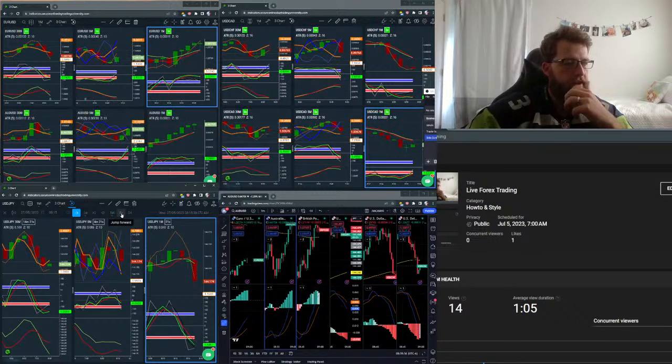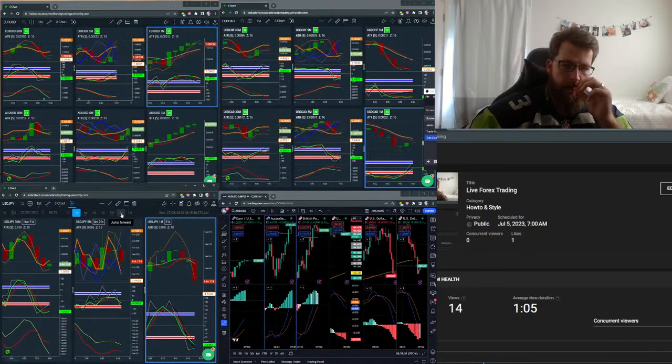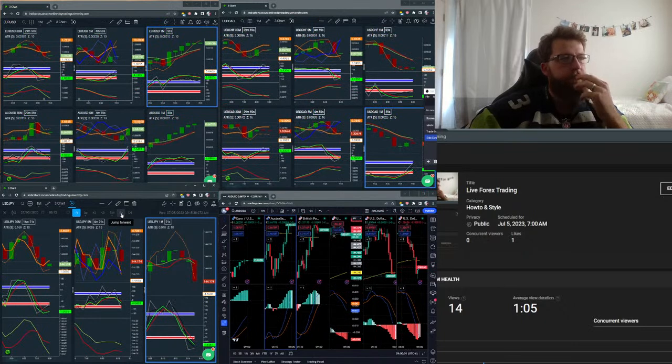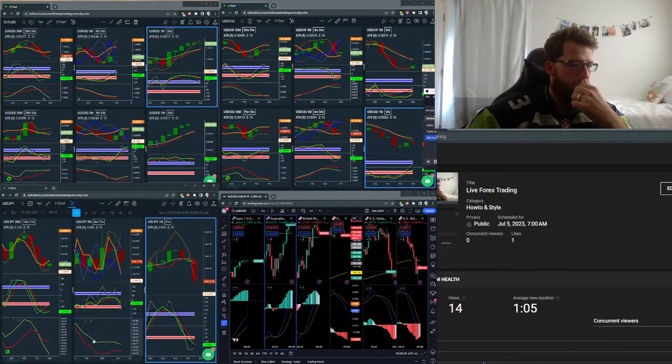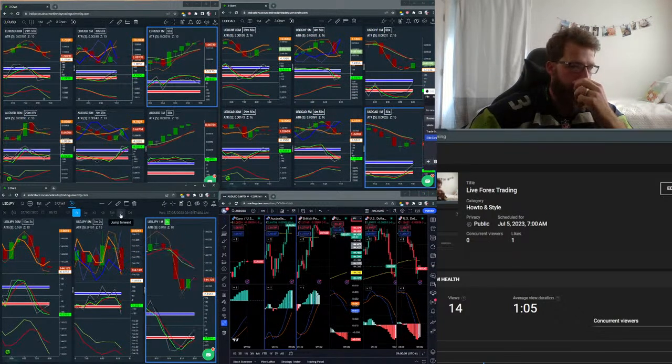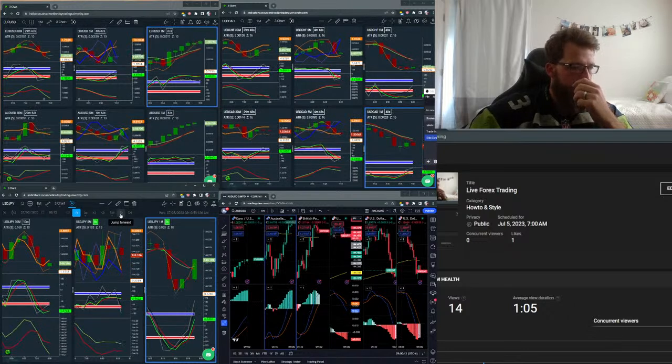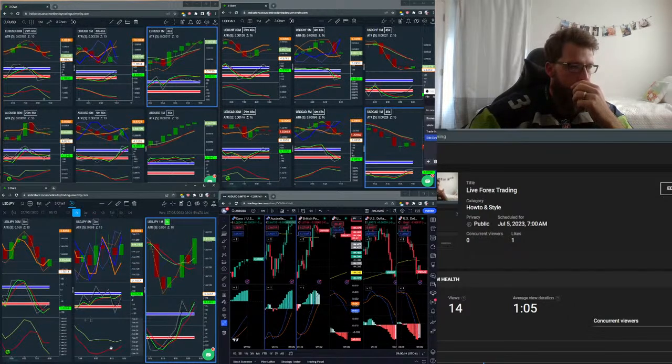So we're going to see if we can find where we would have gotten the signal to go long here. Both of these are pointing down, so we're not even looking to go long yet. So let's move forward a few bars until we see... Okay, these are pointing up now. This is not looking good though.